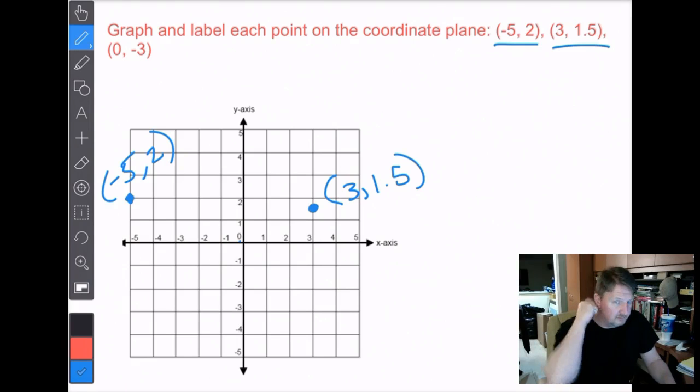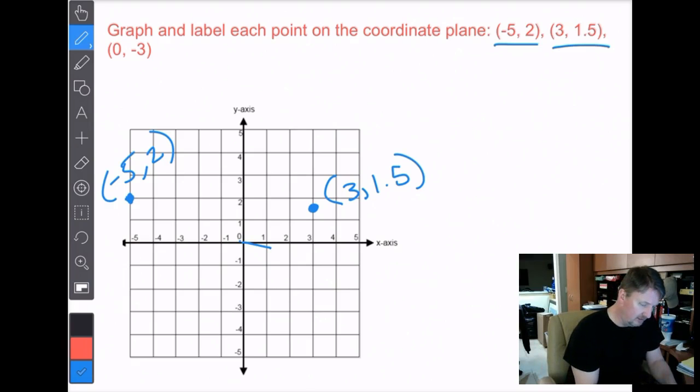Okay, 0, -3. So my first number is 0. So that tells me I go to the left. Oops, let me back up there. I go to the left or to the right 0 places. Well, if I'm going 0 places, that means I'm not going anywhere. I'm staying right here on the x-axis.